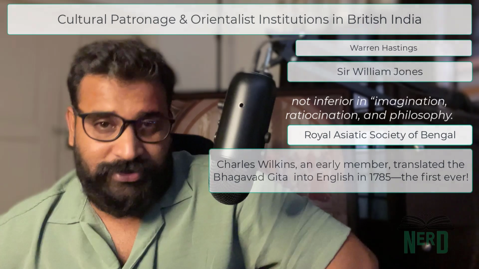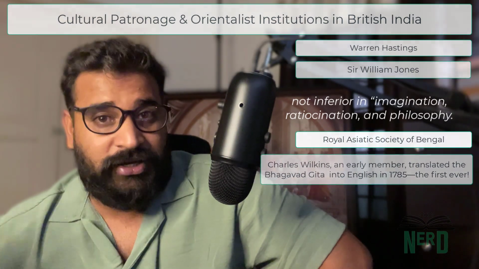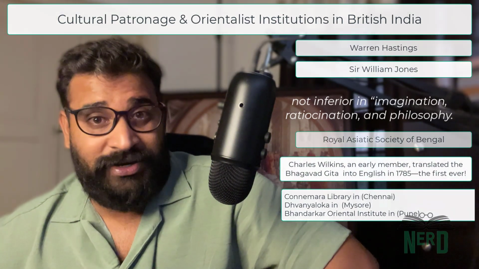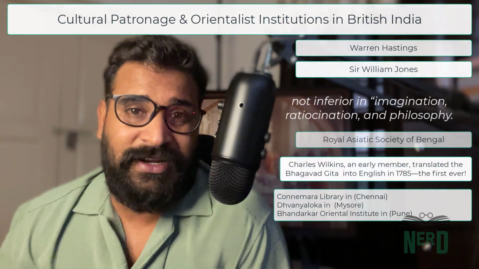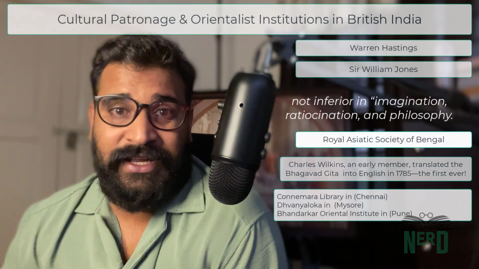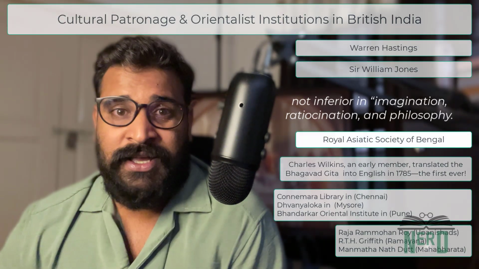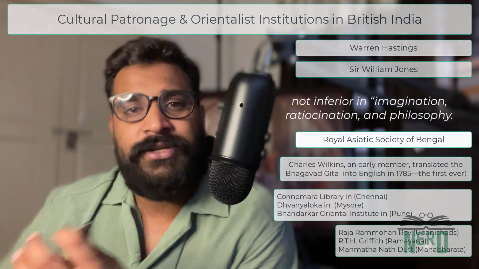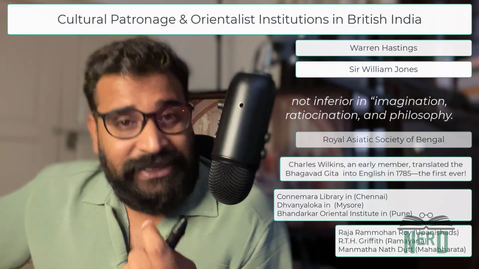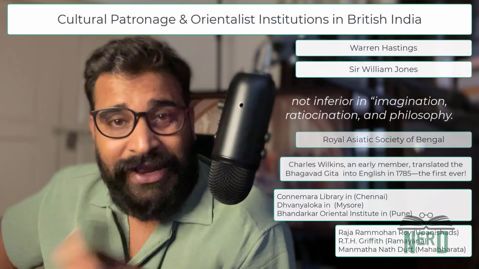It didn't stop there. Across India, Orientalist institutions blossomed and flourished. You see Connemara Library in Chennai, Oriental Research Institute in Mysore, and Bhandarkar Oriental Institute in Pune. While they preserved classical Indian texts, translators like Raja Ram Mohan Roy's Upanishads, R.T.H. Griffith's Ramayana and Manmatha Nath Dutt's Mahabharata built literary bridges between India and Europe, and these translations weren't just scholarly, they laid a kind of foundation for Indo-Anglian literature as a serious academic field.